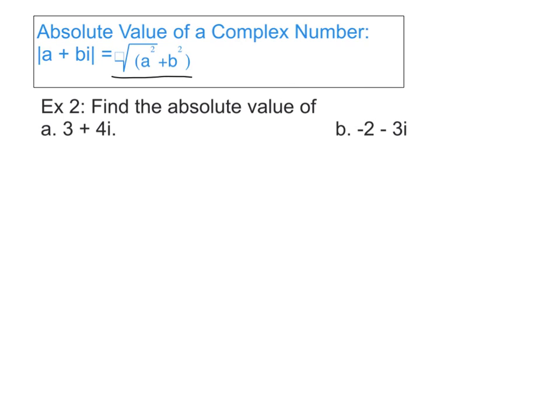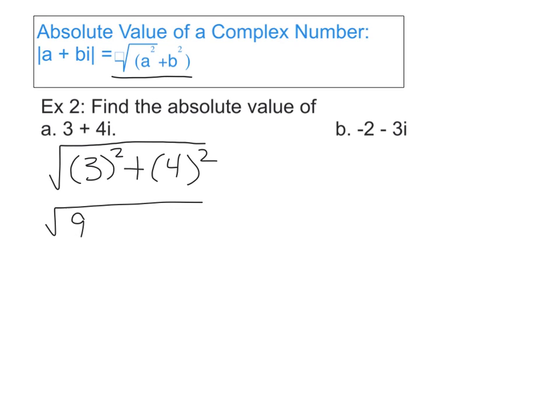So, for example number 2, we're going to find the absolute value of these two complex numbers. Part A tells us 3 plus 4i. Well, simply enough, square root, I identify what my a is, and I identify what my b is. My a is 3. My b is 4. And I square both of them. If we simplify, 9 plus 16, square root of 25, absolute value 5.